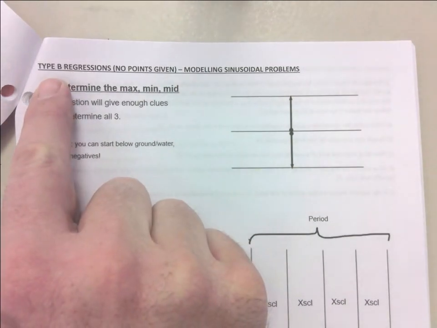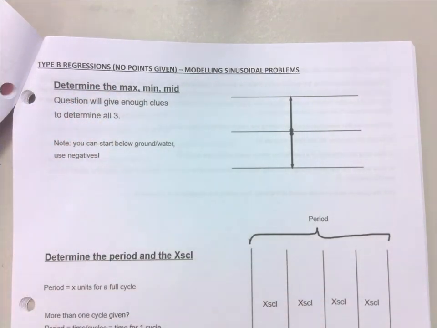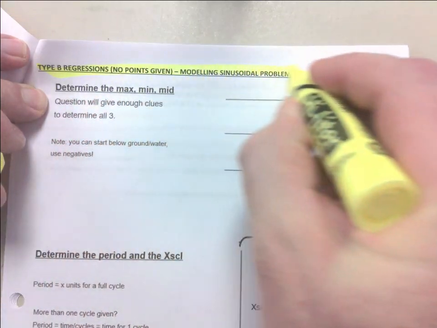What does type B mean? Type B regressions is where you need to make up your own points, like no points are given. So type A, I call the one that you saw on the exam, where it's like, here's a bunch of values, just enter them all, come up with your sinusoidal regression, you're good, right? But this one is the one that you need to come up with your own points. Okay. So let's highlight this as making sure that we've covered it.